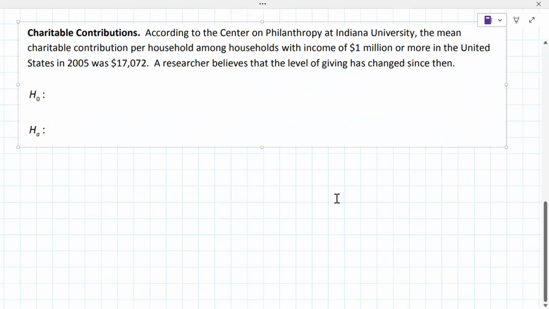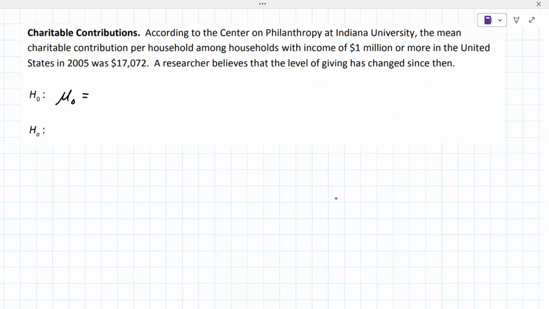According to the Center on Philanthropy at Indiana University, the mean charitable contribution among households with an income of 1 million or more in the United States in 2005 was 70,072. A researcher believes that the level of giving has changed since then. All right. Give me the null hypothesis, please. What number goes there?